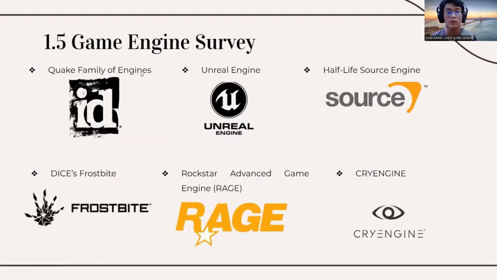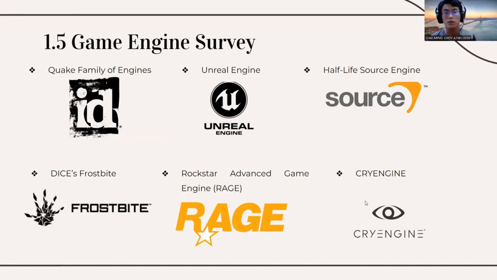Next will be the game engine survey. First we have the Quake family of engines, which created Medal of Honor. Next is the Unreal Engine, which has a rich and extensive feature set. Next is the Half-Life Source engine, which created Half-Life and also Portal. Next is the Dice Frostbite game engine, which created Battlefield. Then the Rockstar Advanced Game Engine, which created GTA.